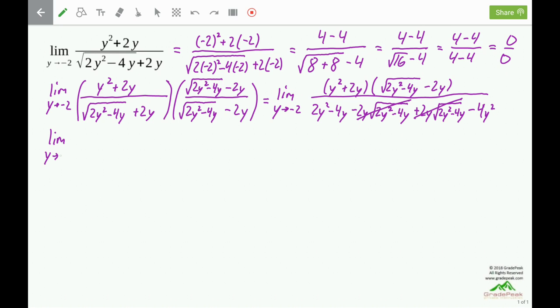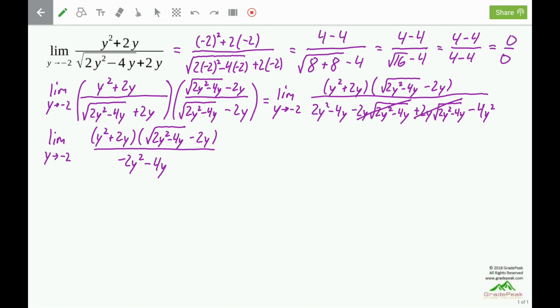Limit as y goes to -2 in the numerator, y squared plus 2y times the square root of 2y squared minus 4y, and then minus 2y. All of that over 2y squared minus 4y squared is a -2y squared, and then minus 4y. So we've taken care of the root conjugate foiling, but we have not eliminated the 0 over 0 just yet. What that does is it puts it into another form.